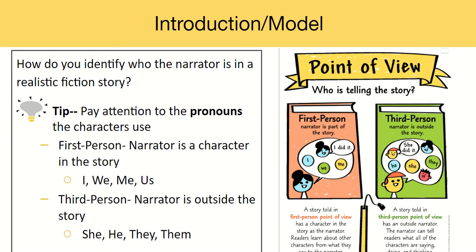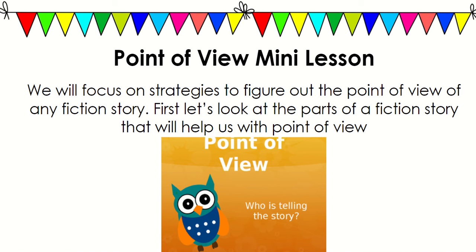So how do you identify who the narrator is in a realistic fiction story? Tip: pay attention to the pronouns the characters use. In first person, the narrator is a character in the story. You might see words like I, we, me, us. In third-person point of view, the narrator is outside of the story, and you might see words like she, he, they, them.